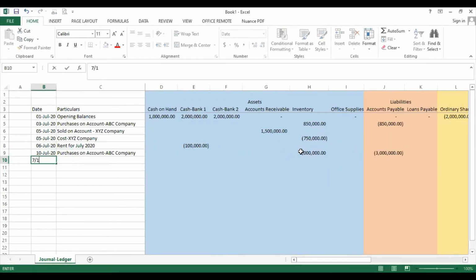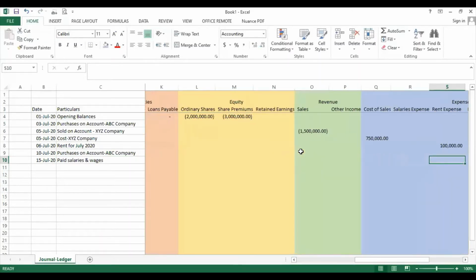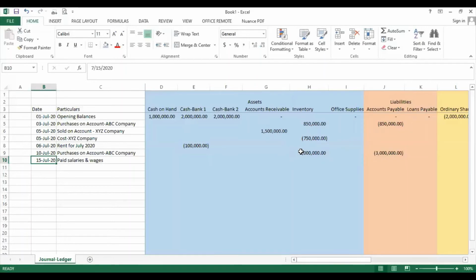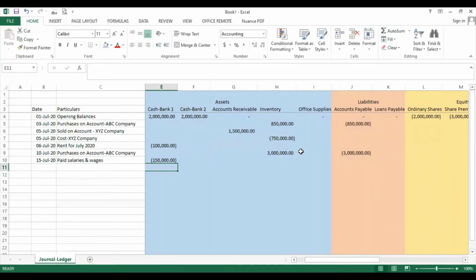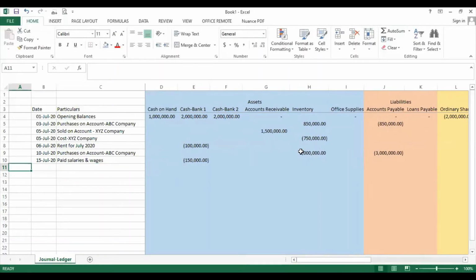On July 15th, we paid salaries and wages. Let's assume we paid our salaries for 150,000. Of course, this will be deducted from our cash. So less 150,000. Okay, I guess by now we have enough transactions.